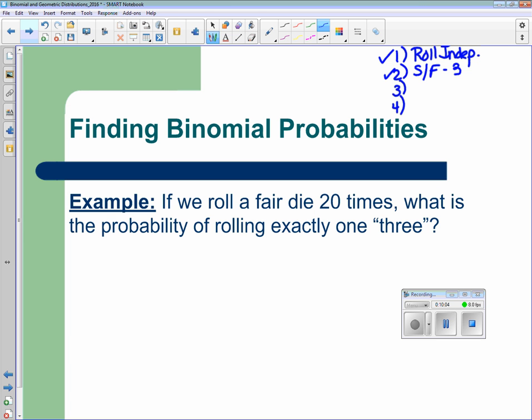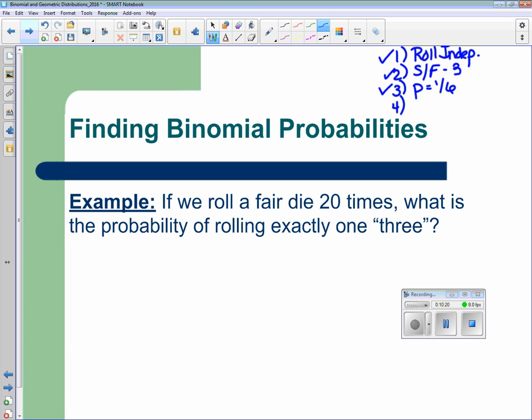So the P is, and what is the P here? What's the probability of getting a 3 on any one roll? 1 out of 6. Very good. So because P is equal to 1/6 at any given time, we're good on that condition.